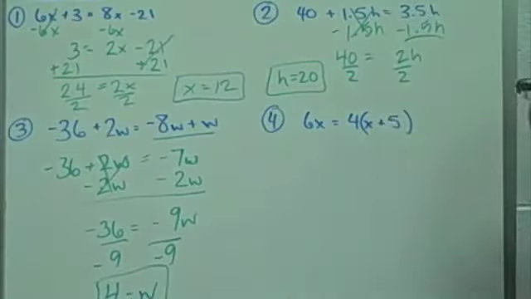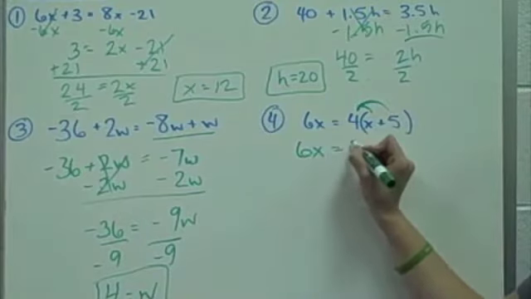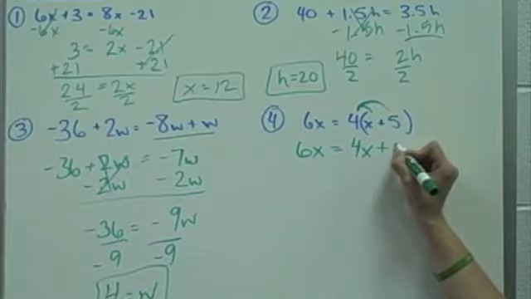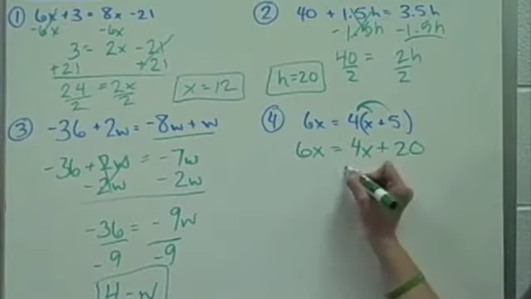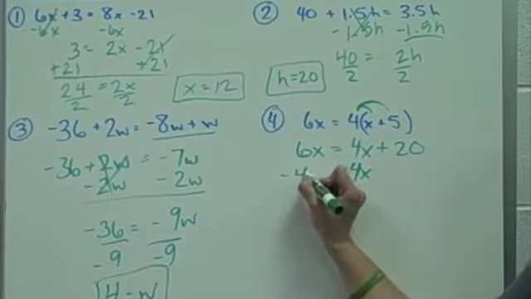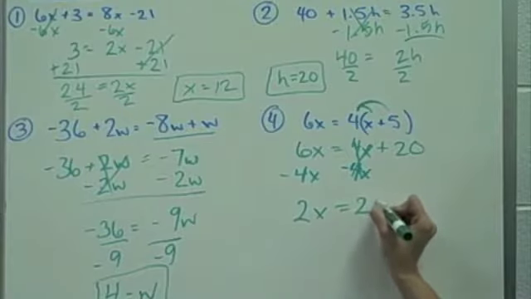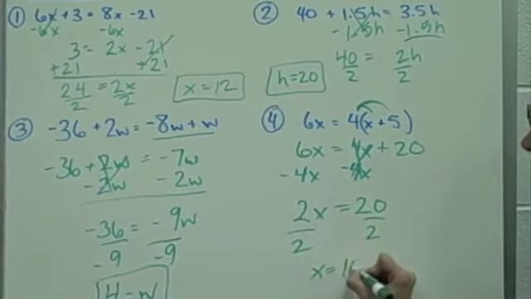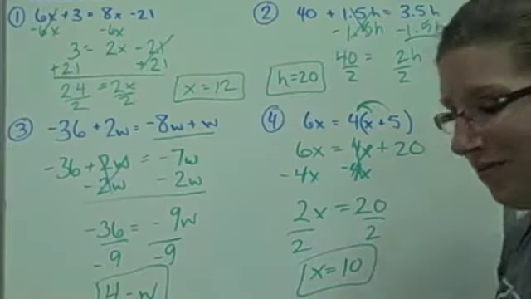All right, last one. You want to give it a try on your paper? The first step is to distribute. Make sure you distribute the 4 also to the 5. Now you have to undo the 4x. Divide by 2. X equals 10. Did you get that?